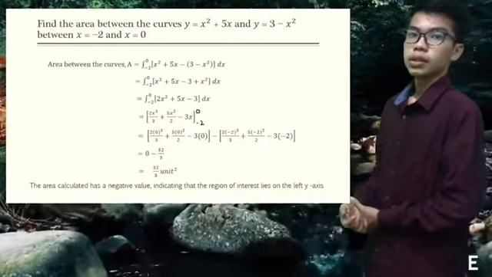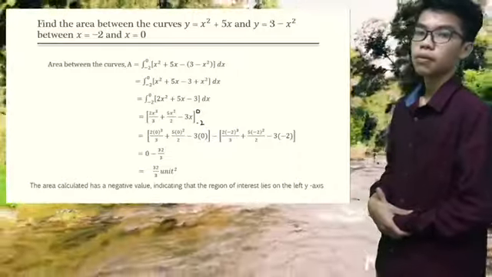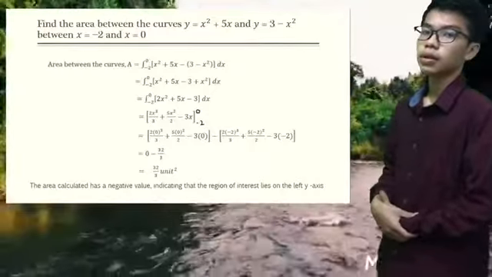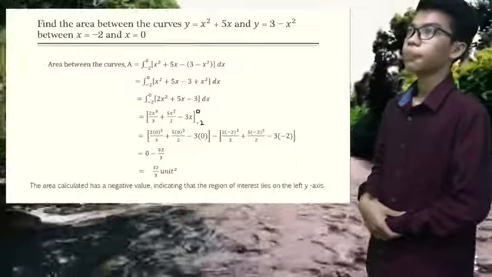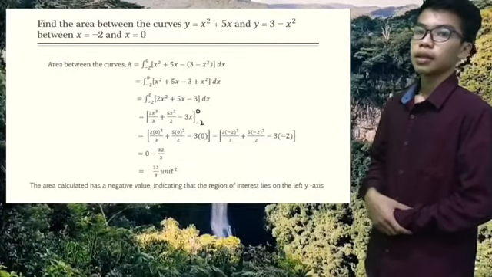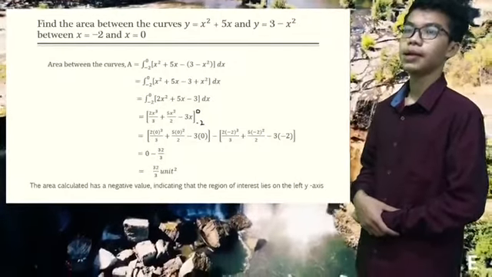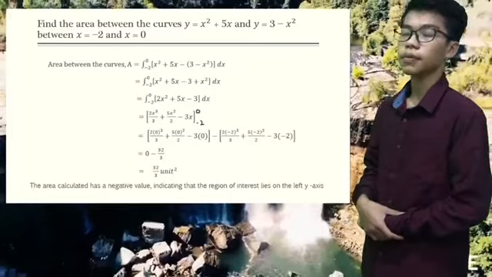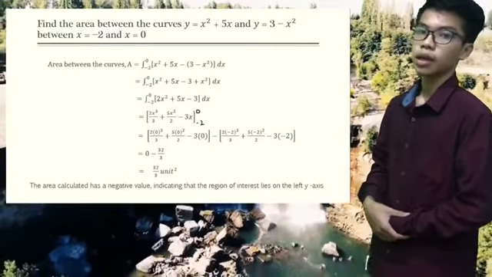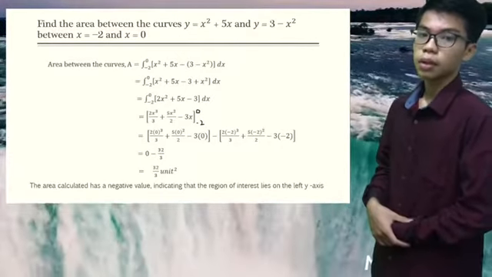Equals 2 bracket 0 to the power of 3 over 3 plus 5 bracket 0 to the power of 2 over 2 minus 3 bracket 0, minus 2 bracket negative 2 to the power of 3 over 3 plus 5 bracket negative 2 to the power of 2 over 2 minus 3 bracket negative 2. Next you will get 0 minus 22 over 3. The final answer is negative 32 over 3.